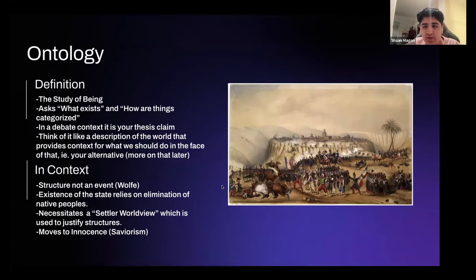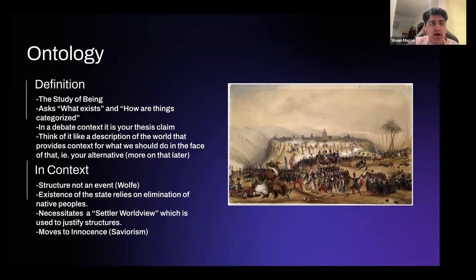The first thing you need to know is ontology. What this means is it's just a study of being, and it asks questions like what exists and how are things categorized. In a debate context, it is basically your thesis claim, and it is how you shape your understanding of the world. So you can think of it like that. What is the world? What relationship exists in it? And what should we do in the face of that? I.e., your alternative, but we'll get more on that later.